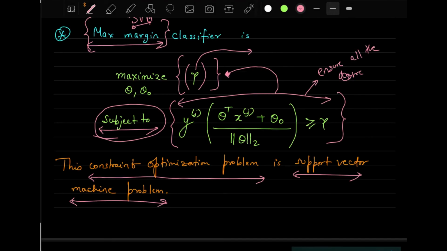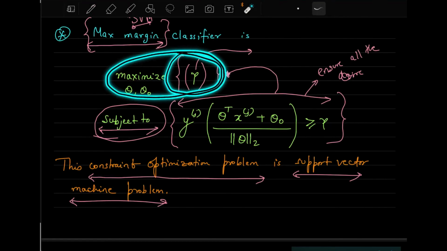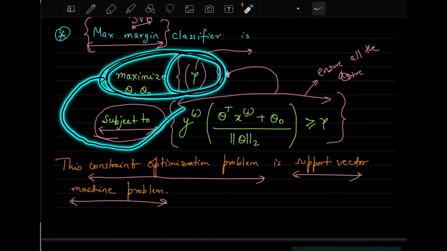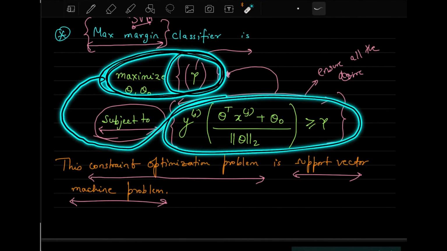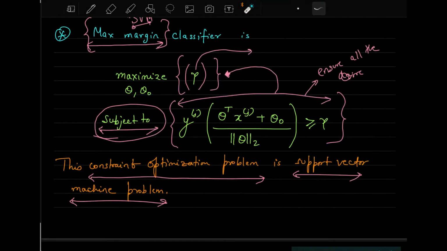So what is a constraint optimization problem? A constraint optimization problem means you have an objective function, which is here, which you are trying to maximize, but you cannot maximize it to any extent. You have to maximize it based on the condition that this is met. So this is the condition that you have to meet simultaneously in order to maximize this gamma. So any doubts here regarding this?